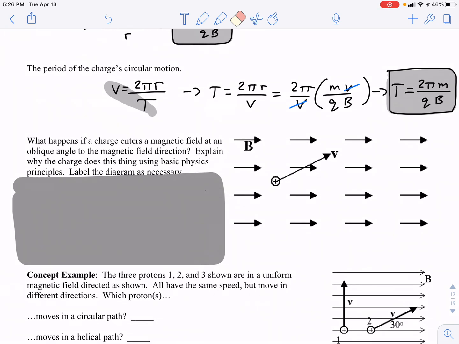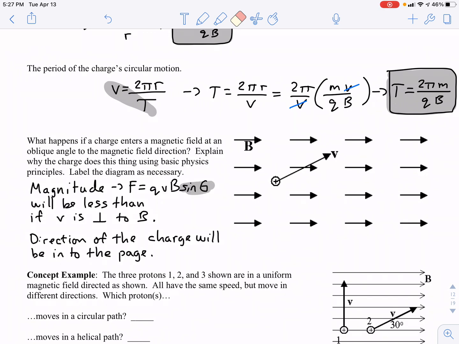What happens if a charge enters a magnetic field at an oblique angle to the field direction? Explain why the charge does this using basic physics principles. Label the diagram as necessary. Well, as we stated earlier, both the BIL equation and the QVB equation are attached with a sine theta part, and the theta represents the angle between the motion and the field. So if the motion, the velocity or the current, is less than perpendicular, then the sine of theta will be less than 1, which means the magnitude of your force will be less.